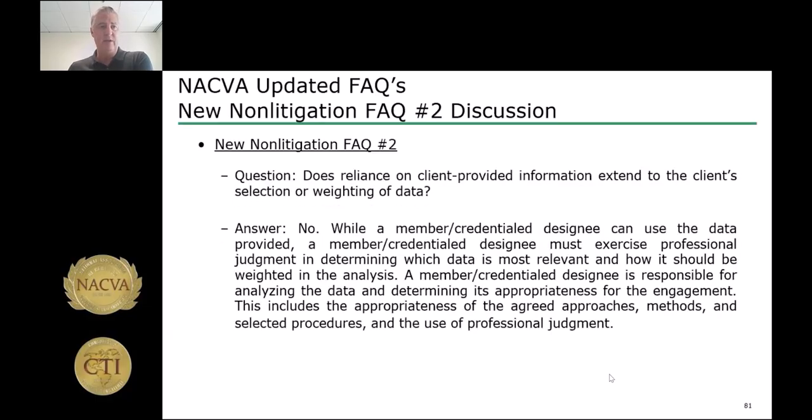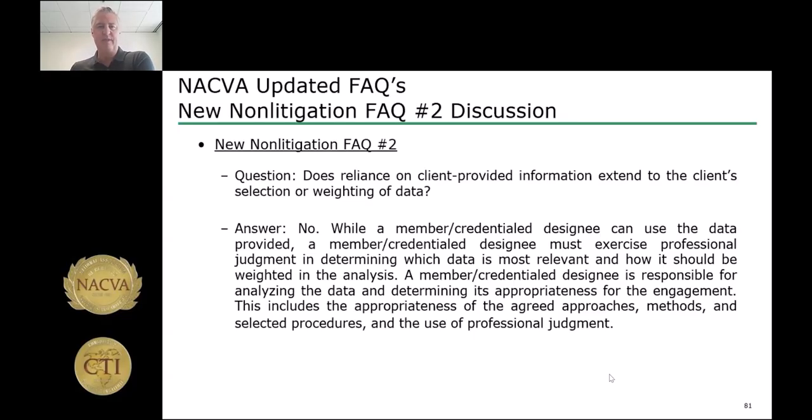when we get to the next non-litigation FAQ, it talks about reliance on client-provided information. Does that also extend to the client's selection or weighting of data? This really gets into what we do, which is professional judgment. And so the answer to that is no, meaning while a member or credential designee can use the data provided, a member or credential designee must exercise professional judgment in determining which data is most relevant and how it should be weighted in the analysis.